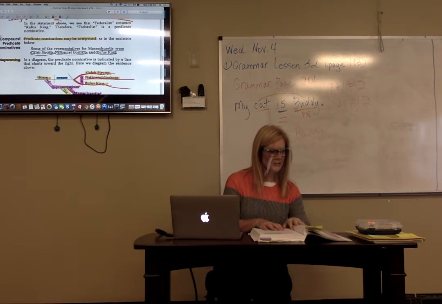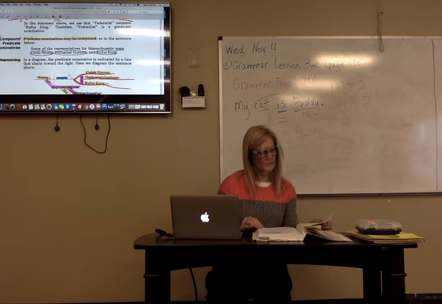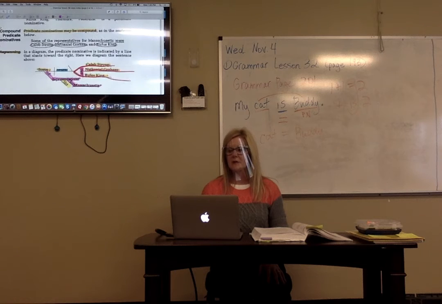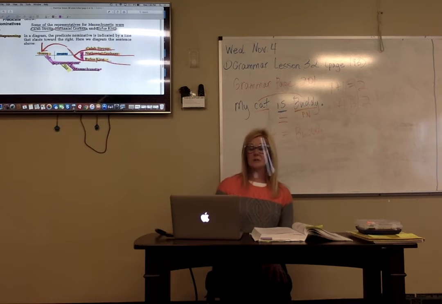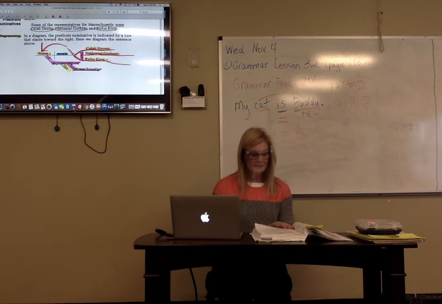Look at the top of page 214. We do need to talk about diagramming these. Oh, it's right here. No, go back to 213. I'm like, where is it? Here it is. All right, diagramming. Notice that this line right here is slanted when you have a predicate noun. Why? Because it is pointing back to the subject. It is saying, I'm actually referring to that subject. That's why it's slanted like that. It renames the subject when it's a predicate noun.